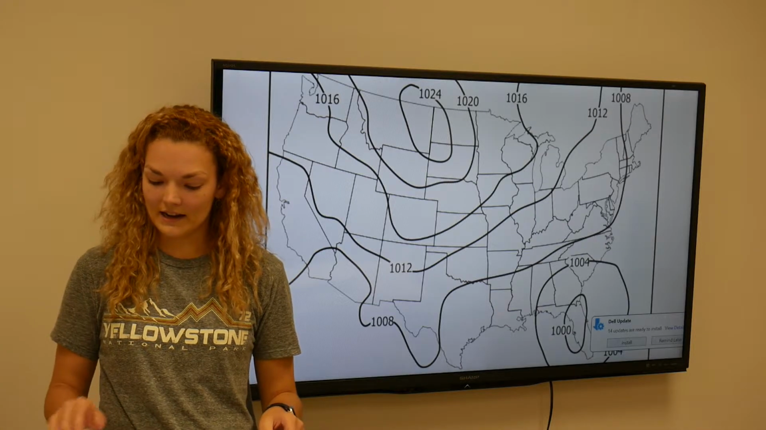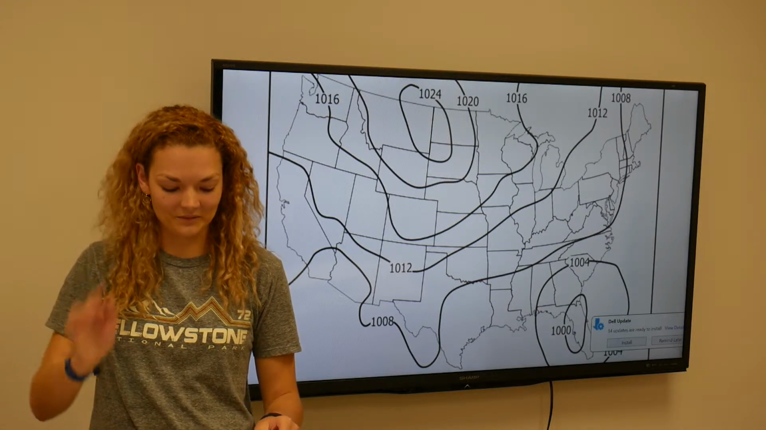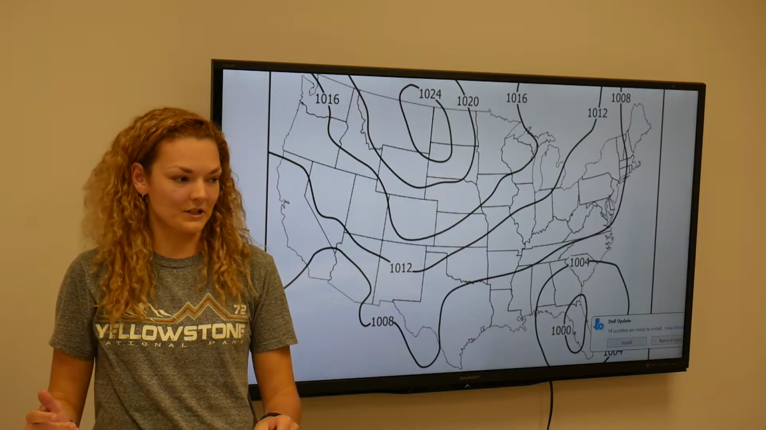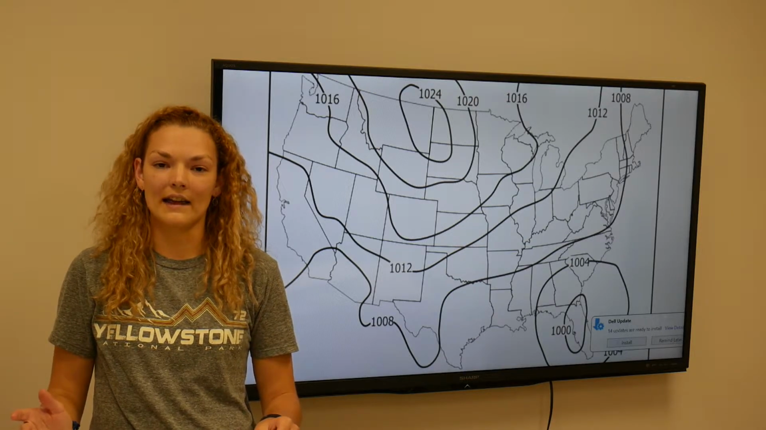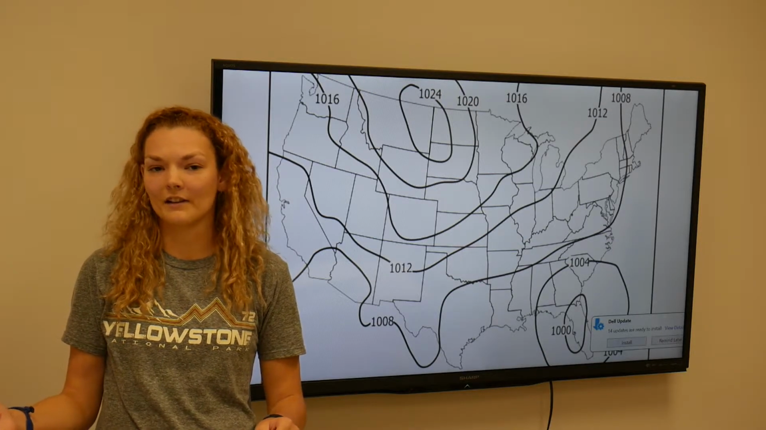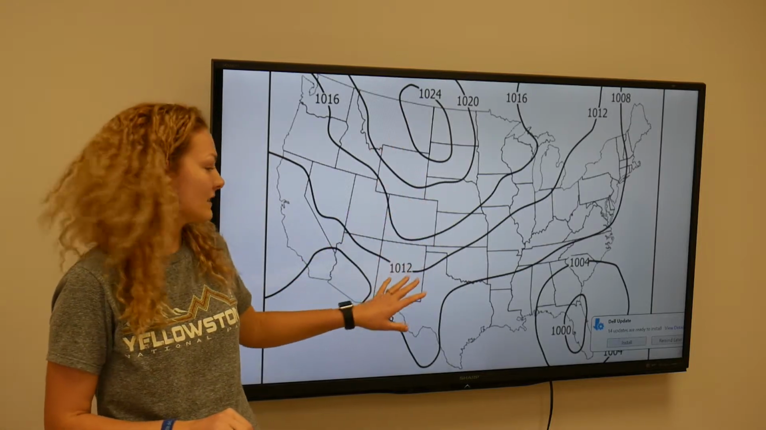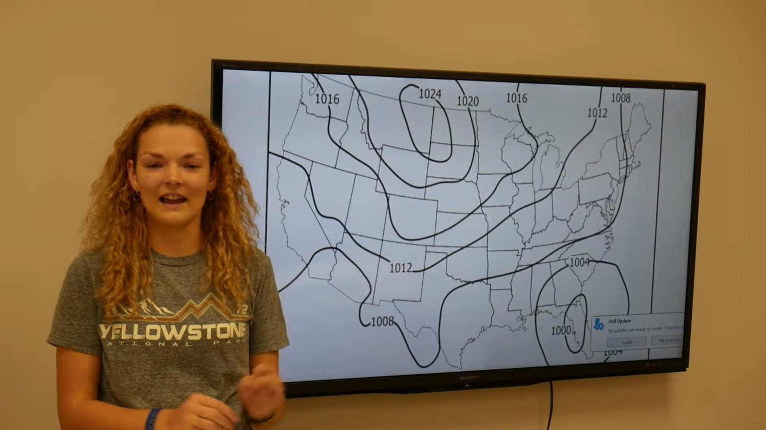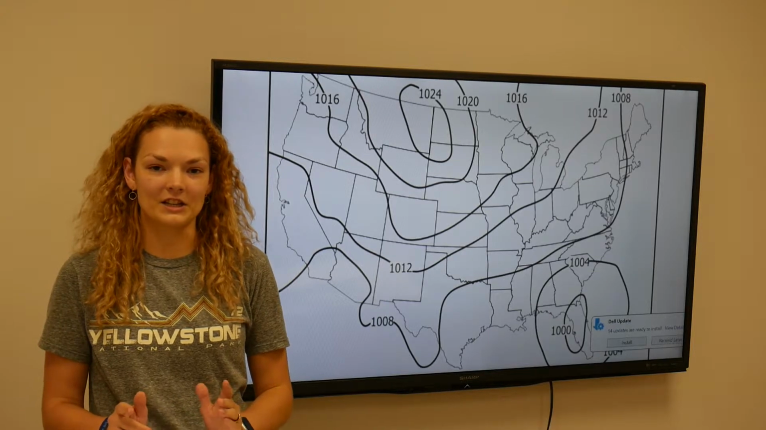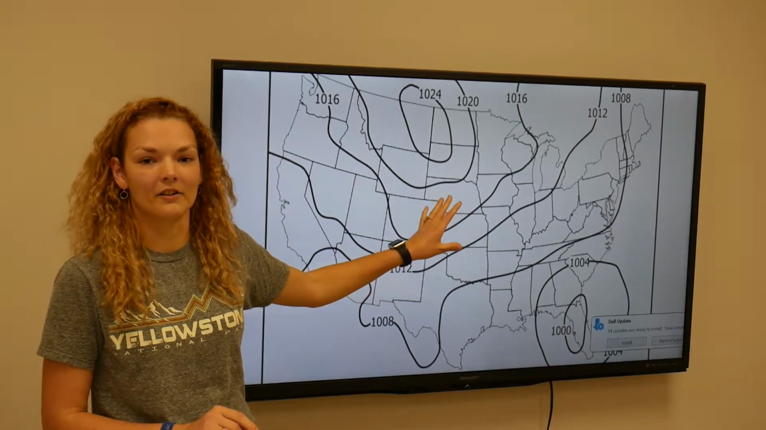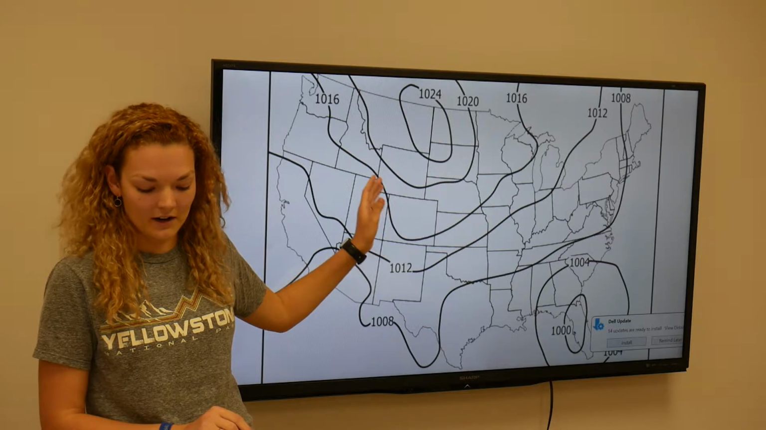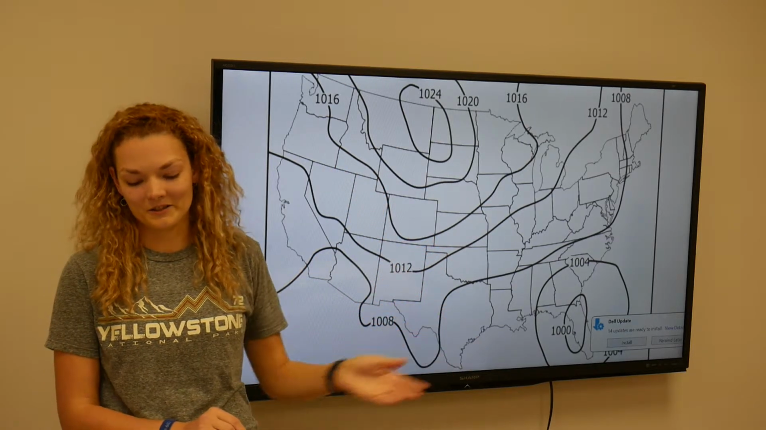Now we're going to be talking about mapping pressure. When you're mapping pressure, it's going to look kind of like a contour line map for elevation. It's going to look like this. If you've ever seen a map for elevation, it has these contour lines going across it, but for pressure we call them isolines or isobars.